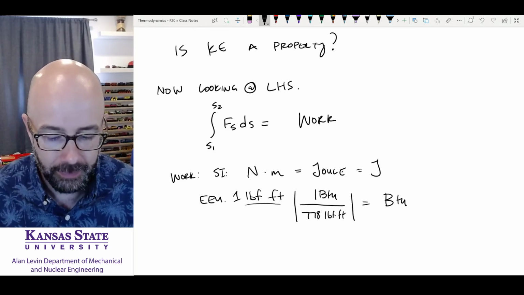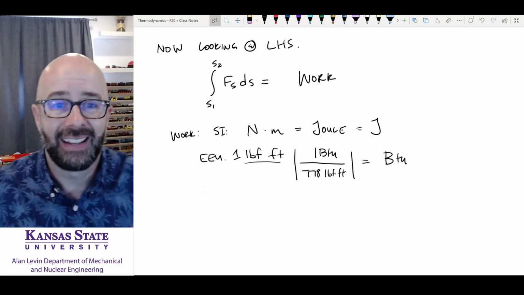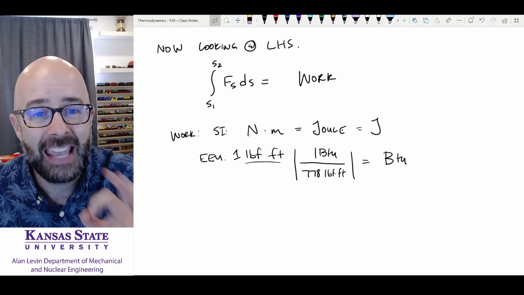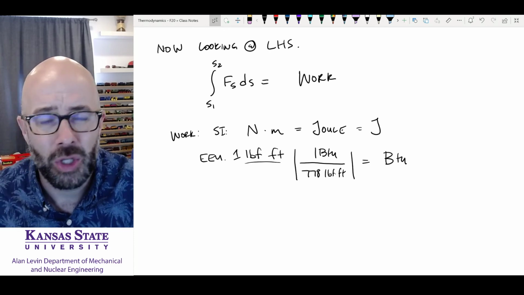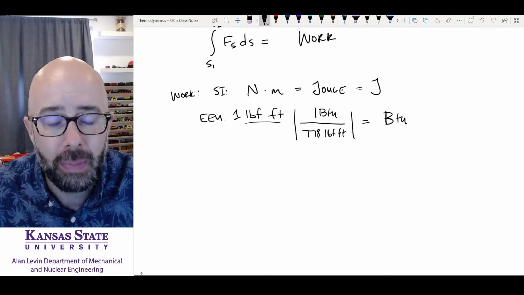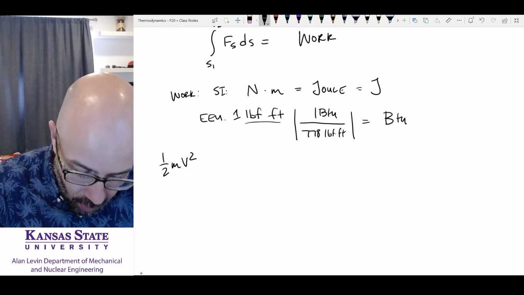Every time. Now, you might be looking at that and you say, well, in this equation, the left-hand side and the right-hand side of the equation must have the same units. So what are our units of kinetic energy? They have to be either joules or BTUs. So let's look at this. 1/2 mv squared. What are the units?